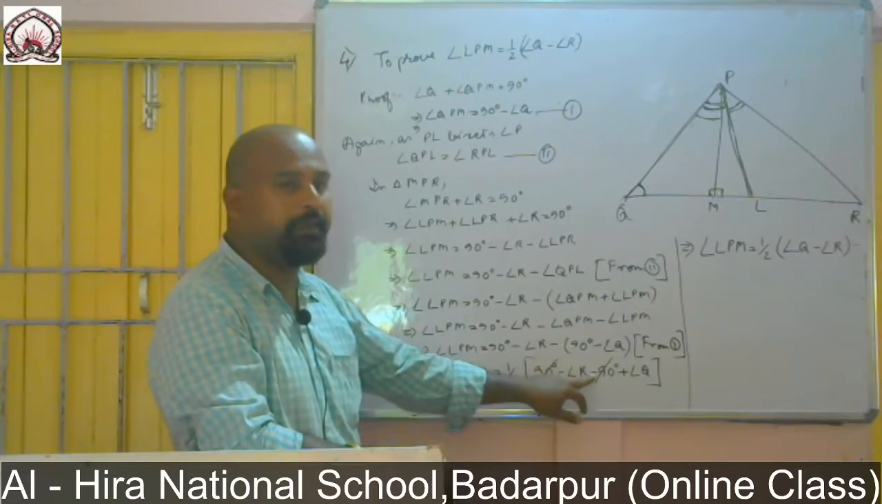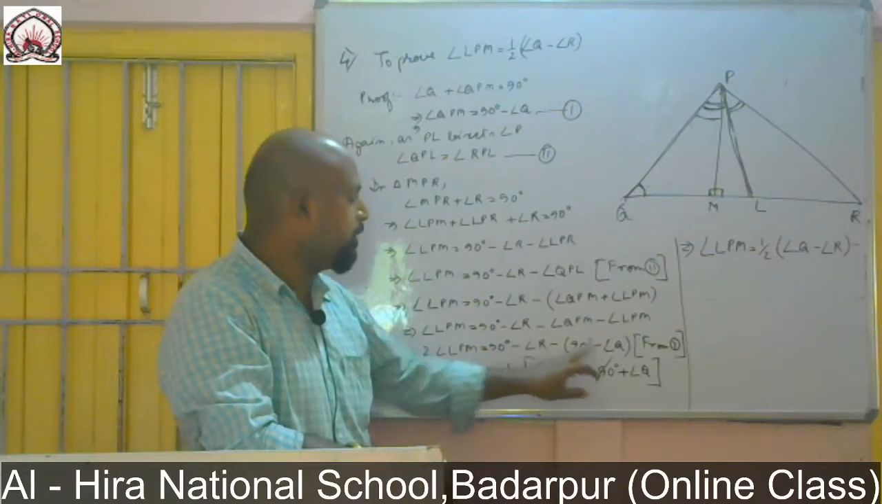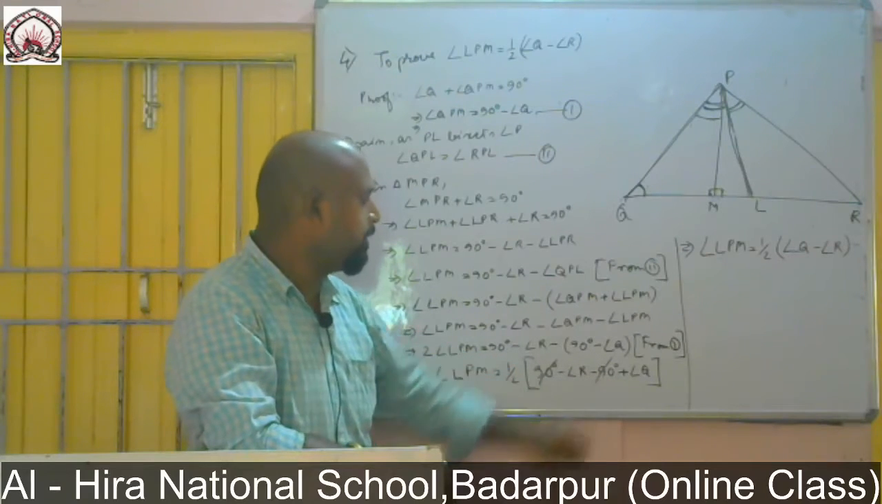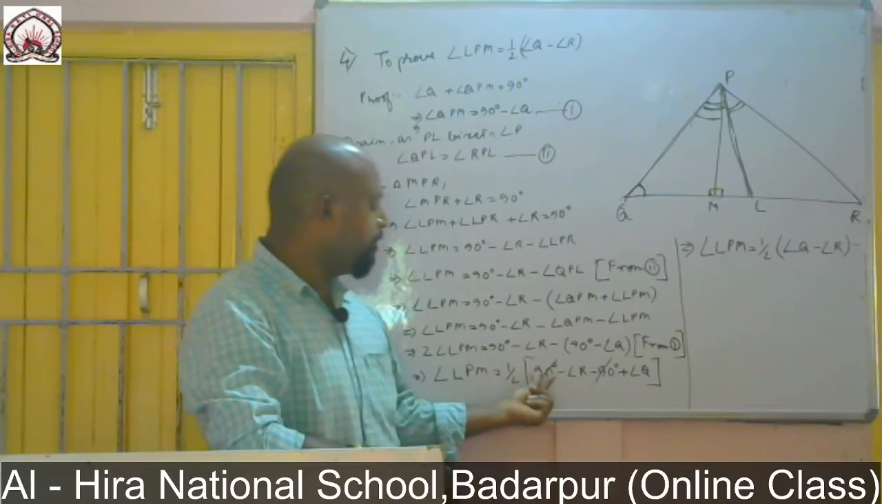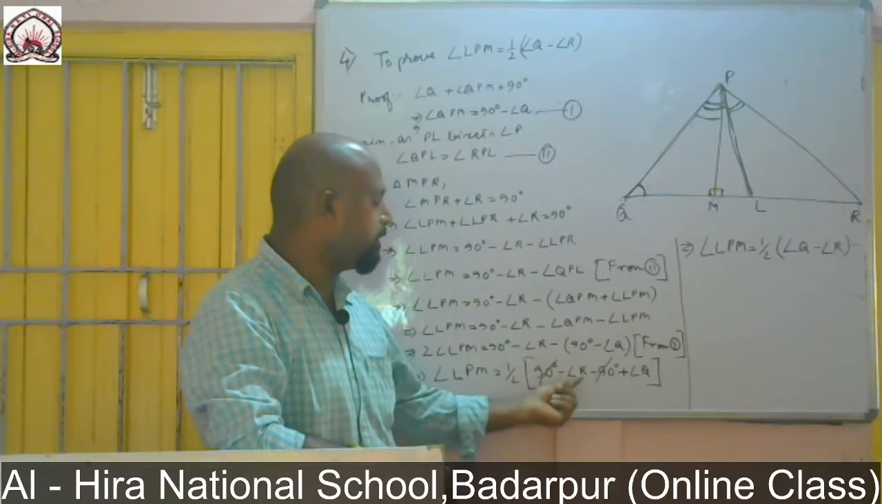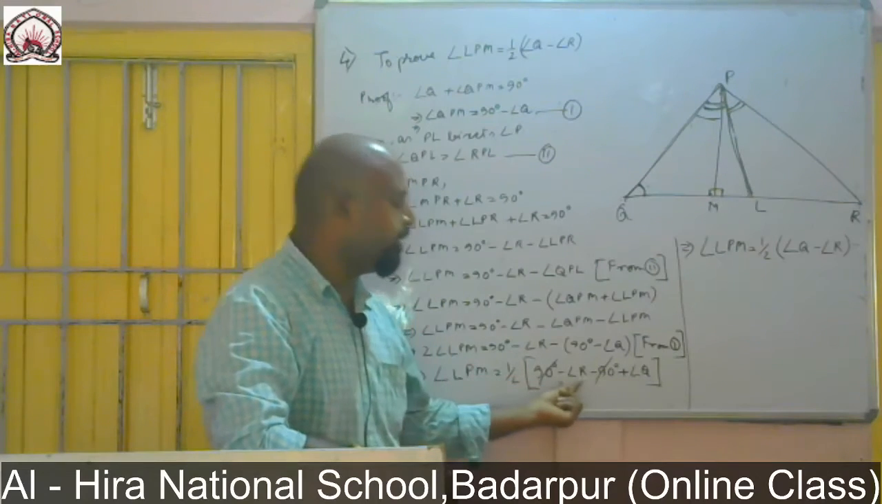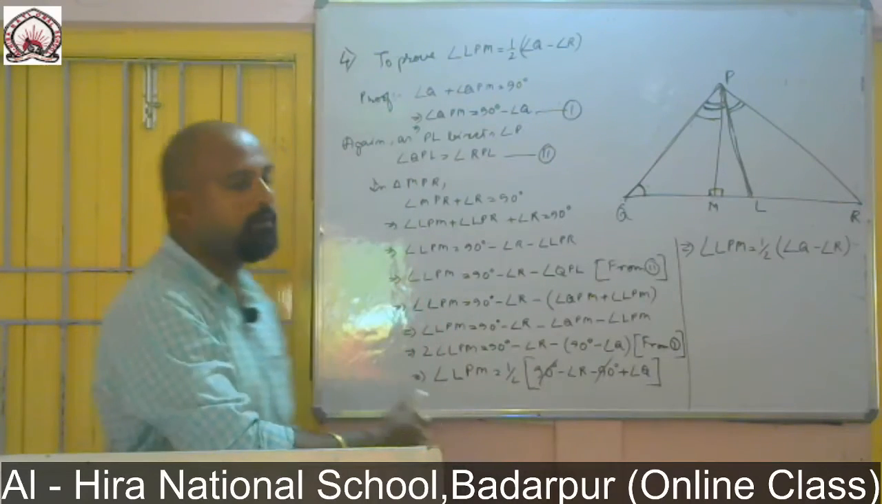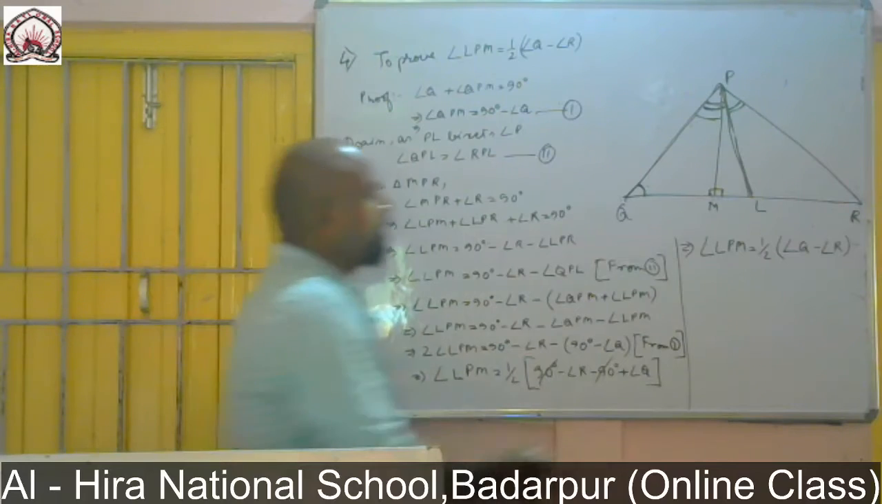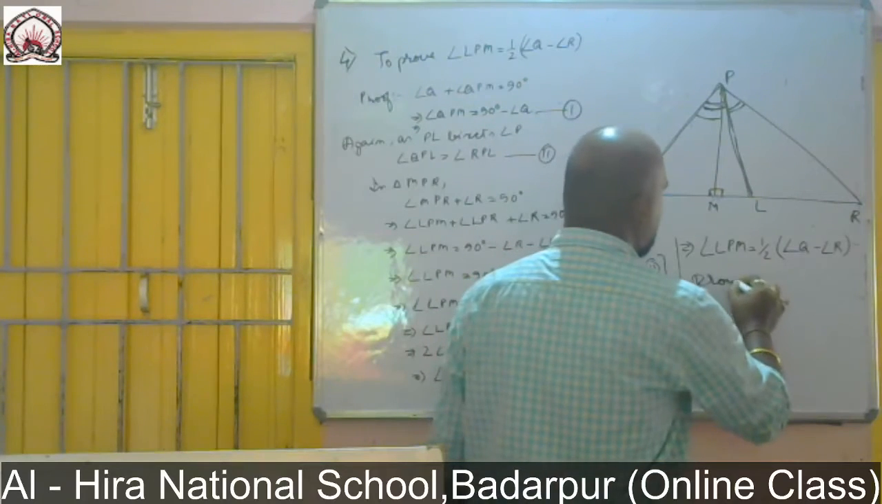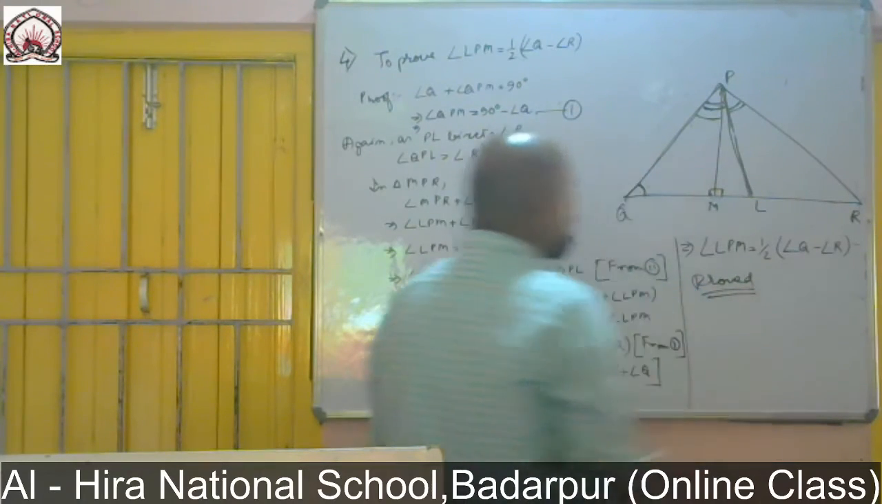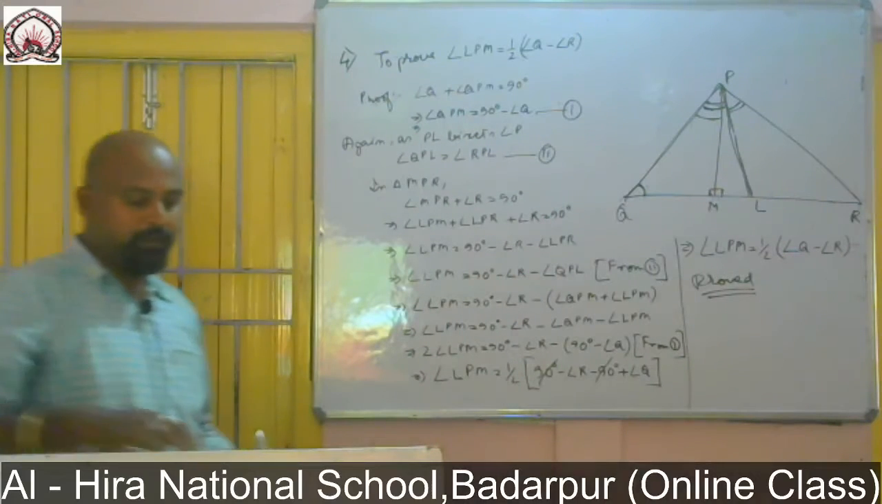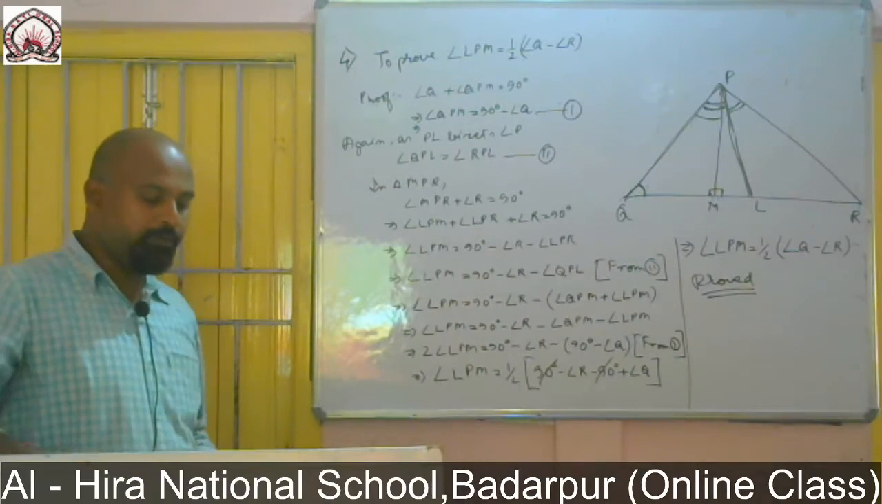Now after solving, minus of angle R, minus into plus we are getting minus 90, plus into minus, minus into minus we are getting plus. Then you can write, 90 minus 90 get cancelled, so angle Q minus angle R. Hence proved. This is question number 4.